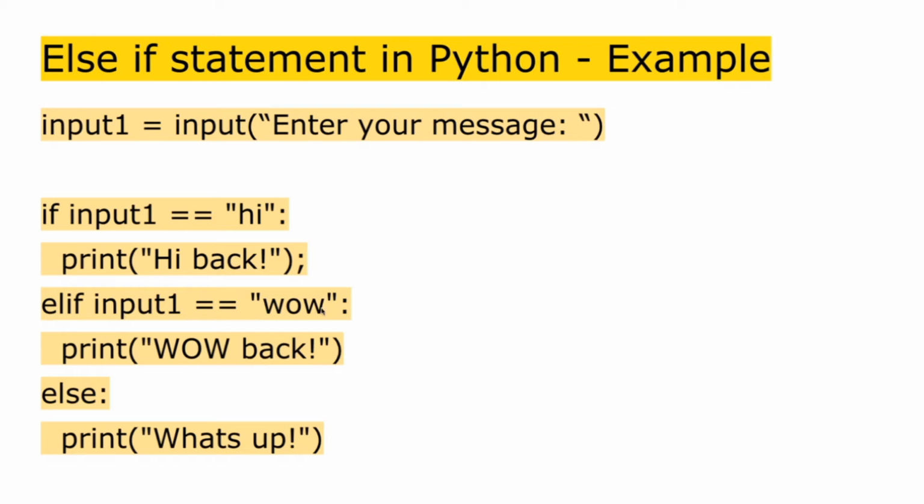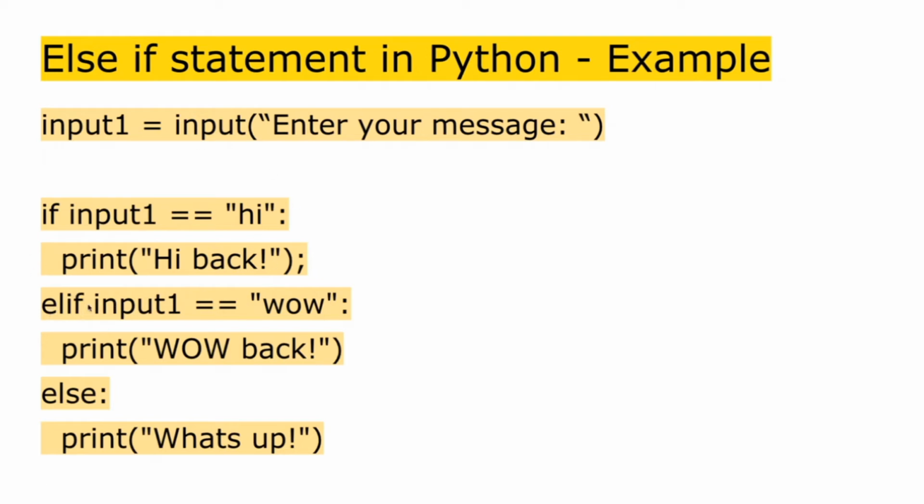If input 1 is equal to wow, print wow back. Else, print what's up. So what's going on here? If we inputted, for example, wow, it will go through this if statement like this. If input 1 is equal to hi, print hi back. We inputted wow, it will not run this. So this fails. Now it goes on to the next one.